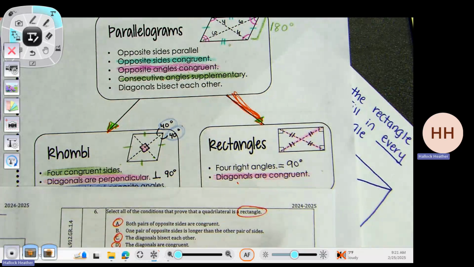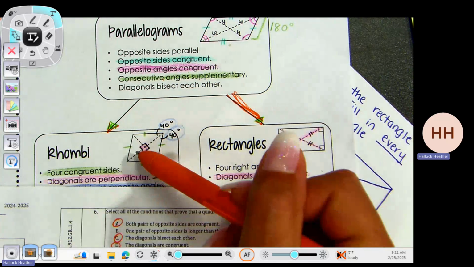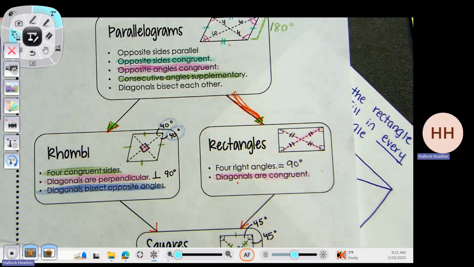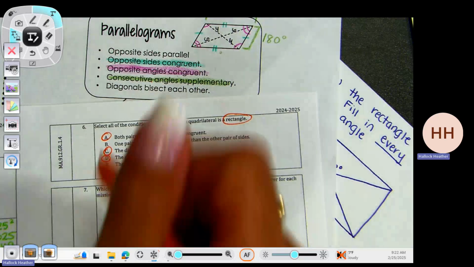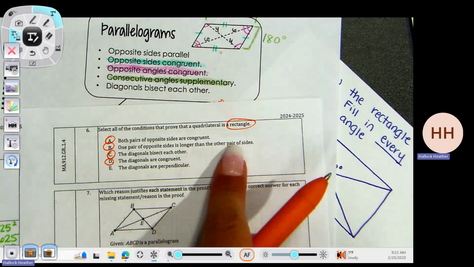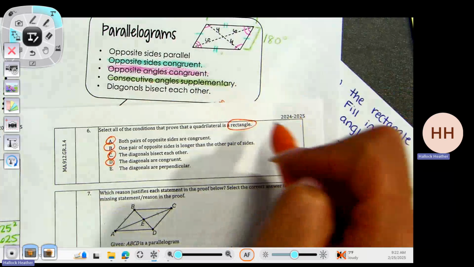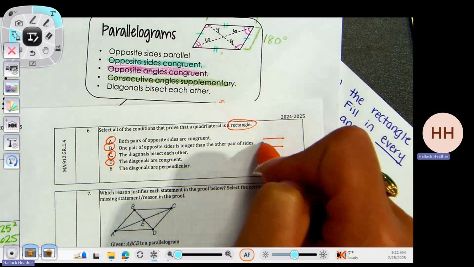And then the diagonals are perpendicular. So this is not true. Your diagonals are not perpendicular. That's whenever you get to rhombuses and squares. And then B is technically true. It says one pair of opposite sides is longer than the other pair of opposite sides because you're talking about a rectangle. Your rectangle's opposite sides, that one's longer than this one.